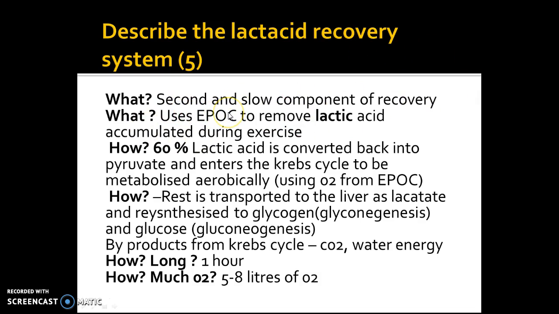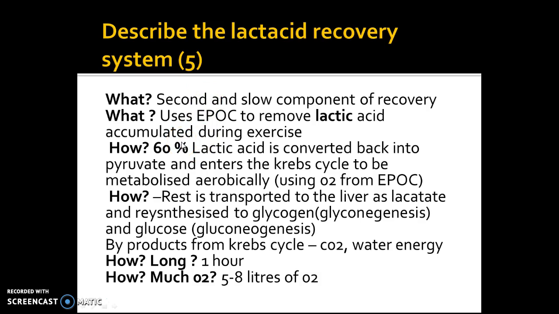It uses EPOC, remember that excess post-exercise oxygen consumption, because we've stopped running, because we've slowed down, because we've got lots of oxygen flooding in. This helps to remove lactic acid accumulated during exercise. Mark 1, Mark 2. Now, how does that happen?